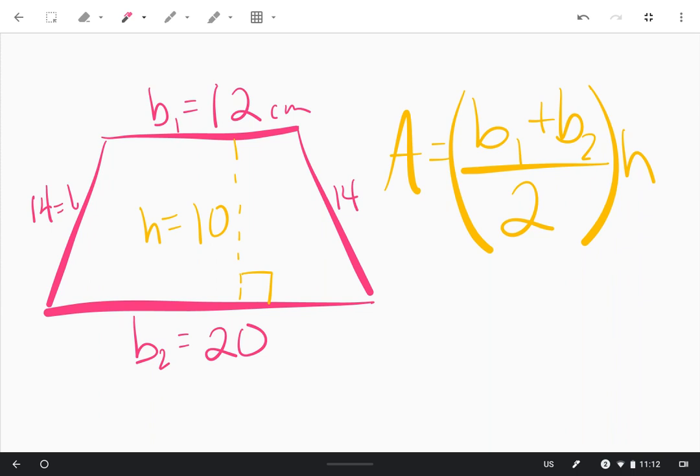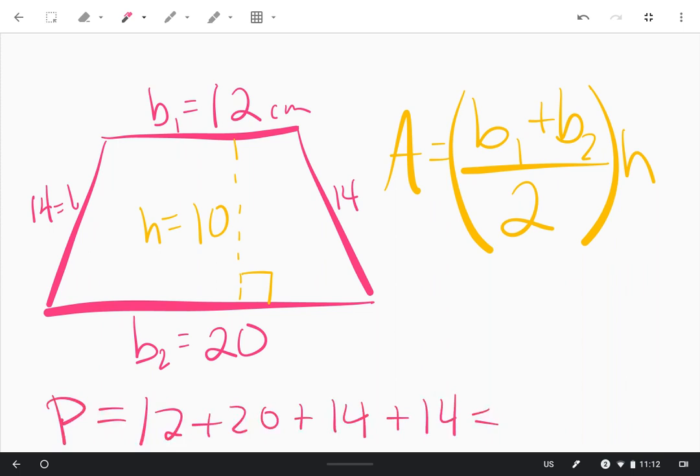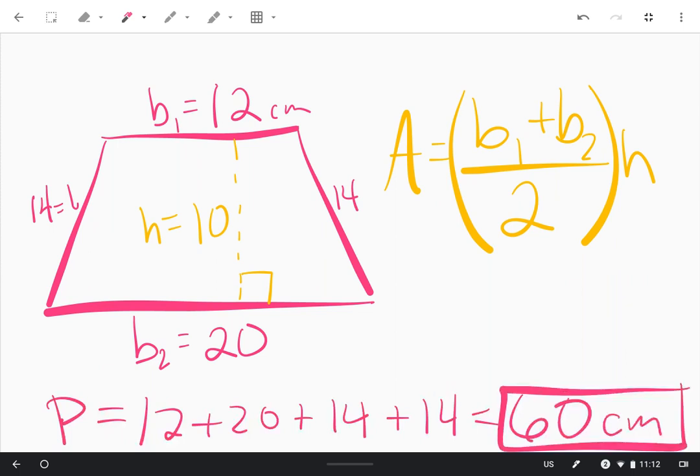The perimeter is just simply the measure of all the outside distances. So for perimeter, it's really easy. It's just 12 plus 20 plus 14 plus 14. So 32 plus, let's see, I could just add this up on the calculator. That's going to be 60 centimeters is the perimeter. Just adding up those four measurements.